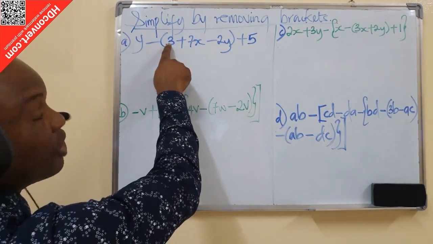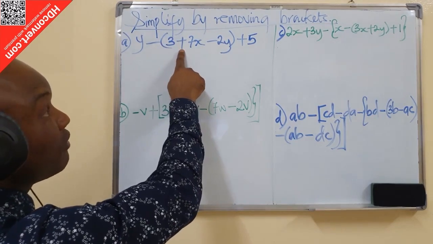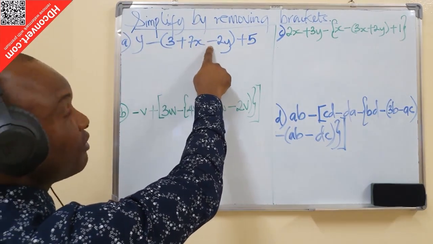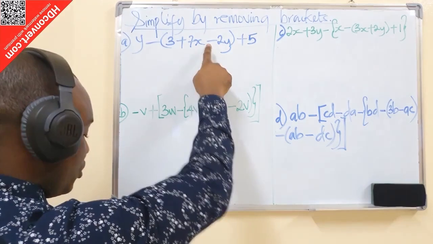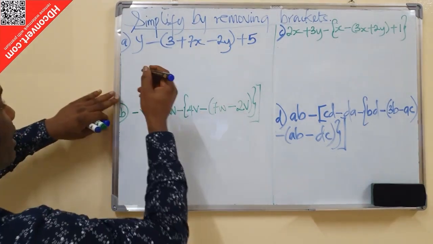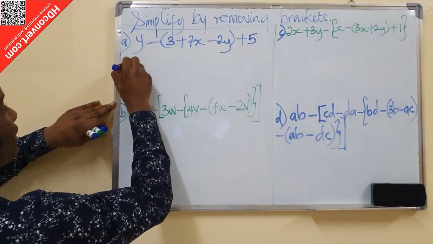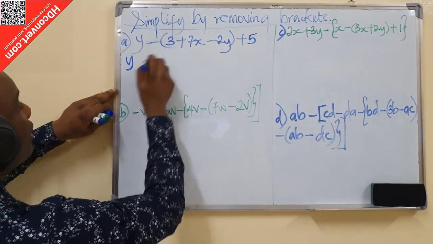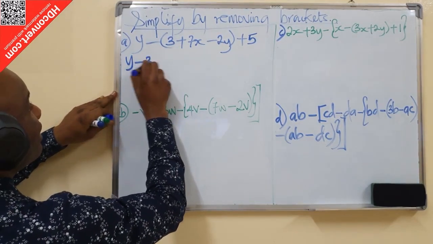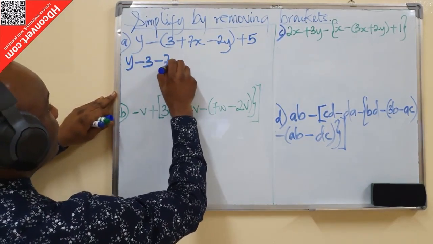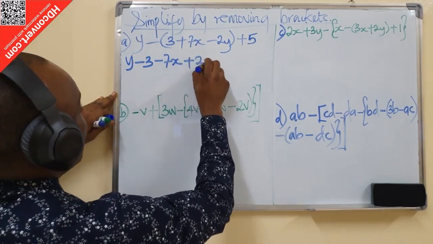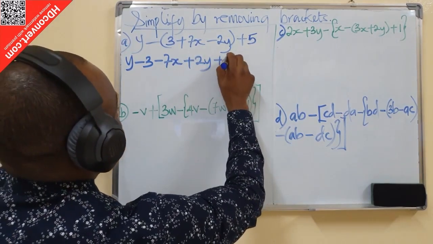This was positive, it is changing to negative. This is positive, it is changing to negative. This is negative, it is going to change to positive. That's what it is. So knowing that already gives us the first step. Now, to open this bracket, y changes it to minus 3 minus 7x plus 2y and then plus 5.